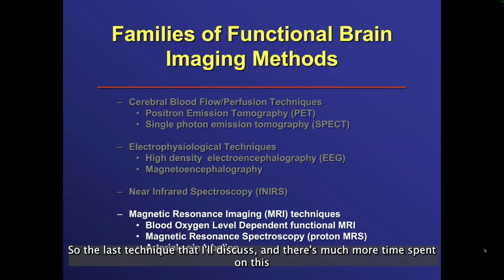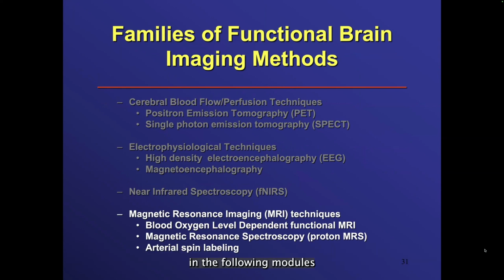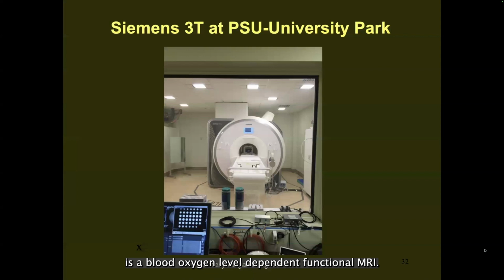So the last technique that I'll discuss, and there's much more time spent on this in the following modules when I'll talk about fMRI and then connectivity, is blood oxygen level dependent functional MRI. This is the Siemens 3 Tesla magnet at University Park here at Penn State. Much like with the PET machine that you saw, you lay down on the table, and then the table goes back into the bore, the opening here, so that the brain function can be imaged. Unlike PET, there's no injection of a radioactive isotope. This is all non-invasive.